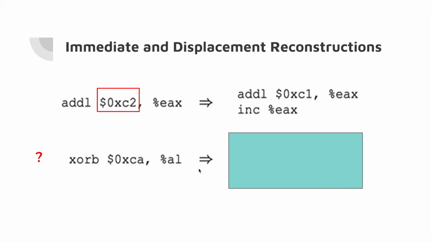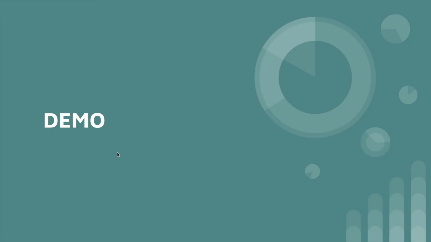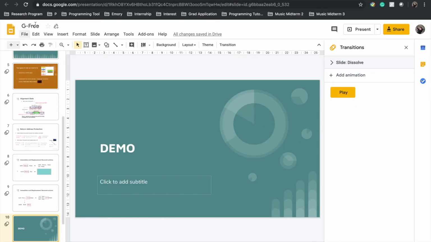Okay, let's look at the second example. What goes wrong here? Well, similarly, 0xCA by itself could also be interpreted as return, so we also want to avoid an explicit 0xCA in our code. So how should we fix this? Well, we could use the same strategy. We can first add 0xC9 to a register, increase that register by 1, and then do our XOR operation. Okay, now let's look at a demo that illustrates the technique that I just explained.